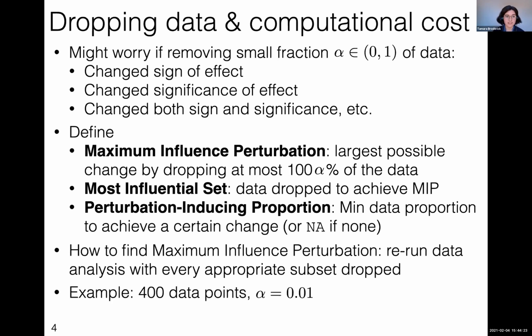Okay, so what's the cost of doing this? Well, let's take a really simple example of just 400 data points. That's a pretty small data set. And suppose I'm interested in data sets of size 1% or less. So alpha is 0.01.